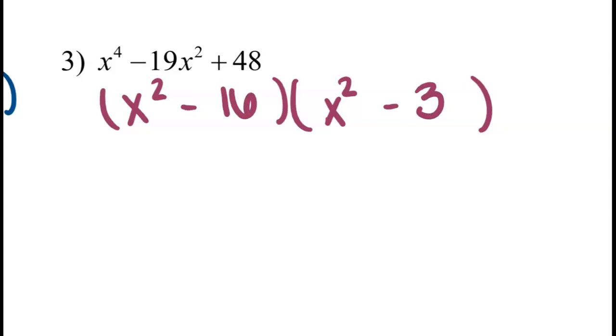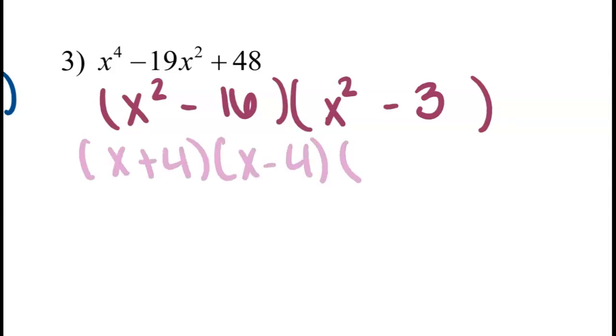Now, again, you can't be done. You have to check if you can go further. If you have terms that are not linear, meaning greater degree than 1, then you have to look further to see if you can continue factoring. Well, I see the difference in both of them, so I need to check the difference of perfect squares. Well, 16 is a perfect square, 3 is not, so the left-hand side I can factor into x plus 4, x minus 4, and here I'm still left with x squared minus 3. And that's as far as I could factor.